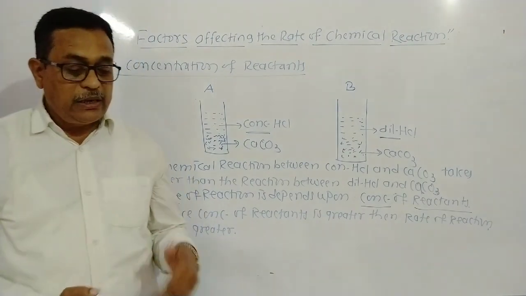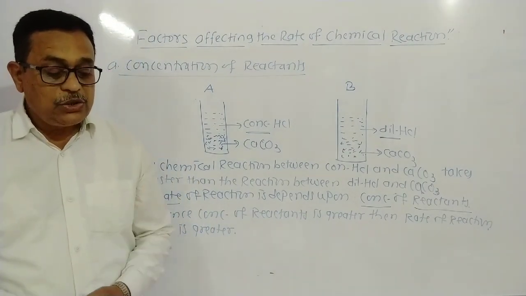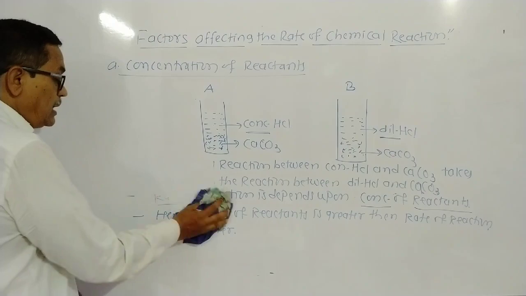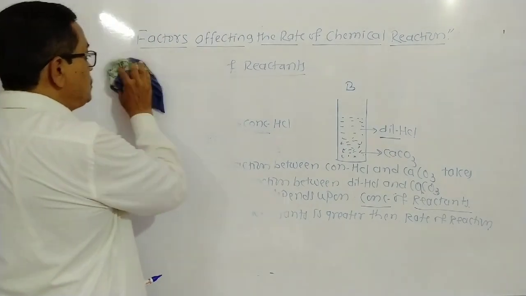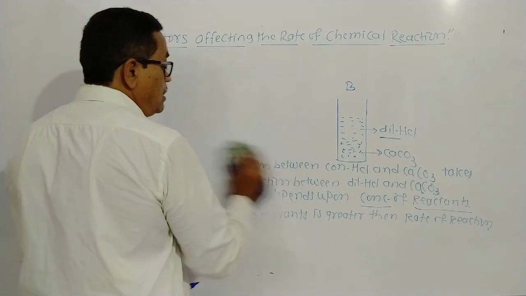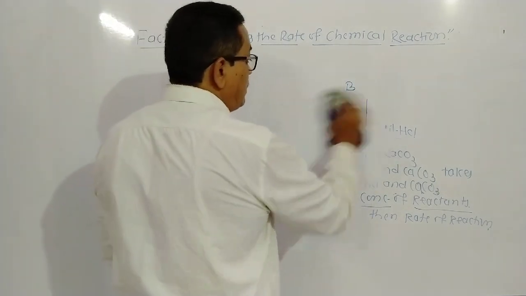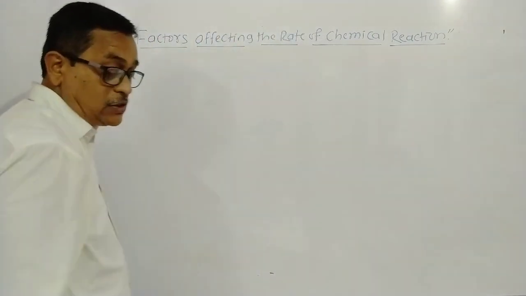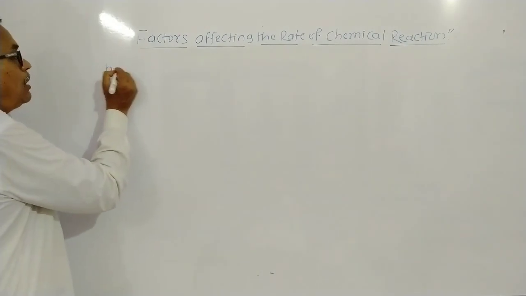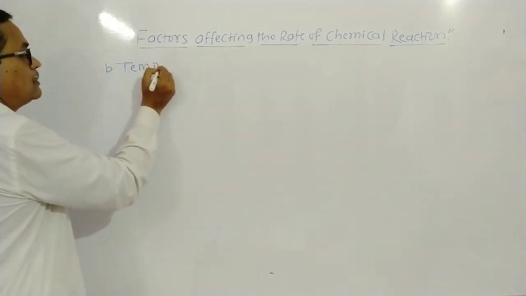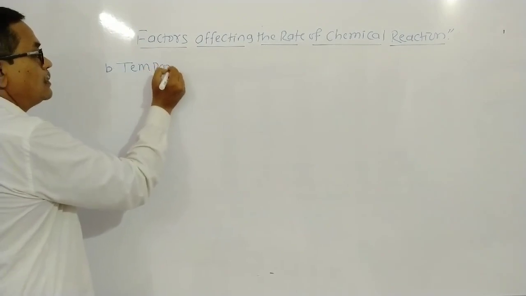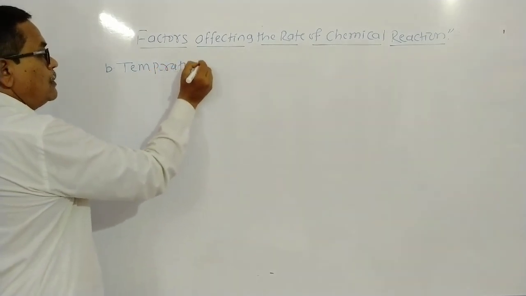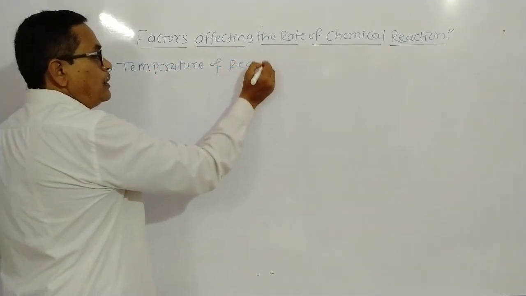Dear student, we can study the next factor, that is the temperature of reaction. You know, in any chemical reaction, the next topic here is the temperature of reaction. In a chemical reaction, if we give heat or increase the temperature of reactants, then the speed of reaction is greater.